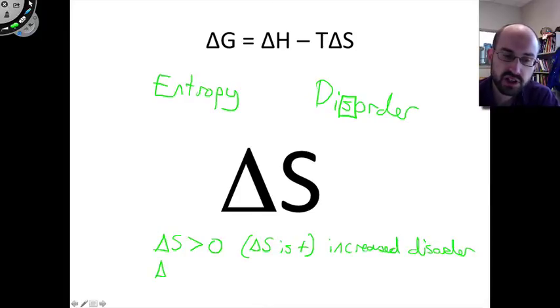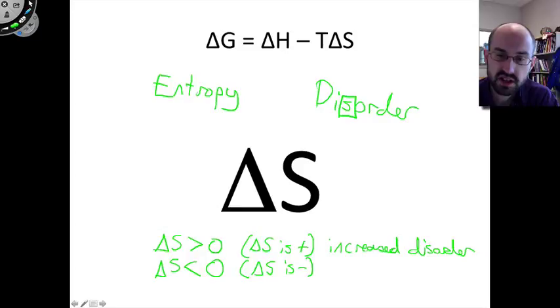And when we have processes for which delta S is less than 0, so delta S is negative, then we have increased order.